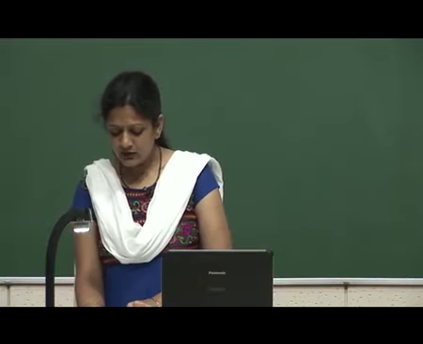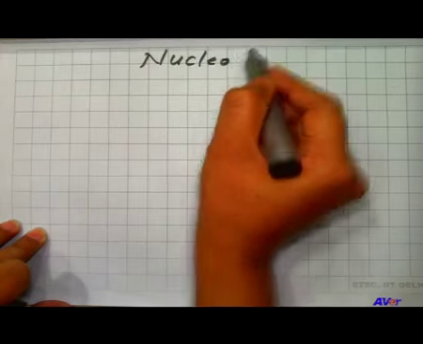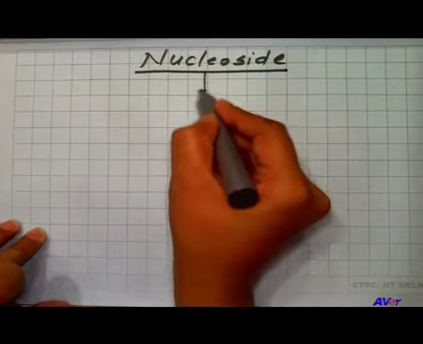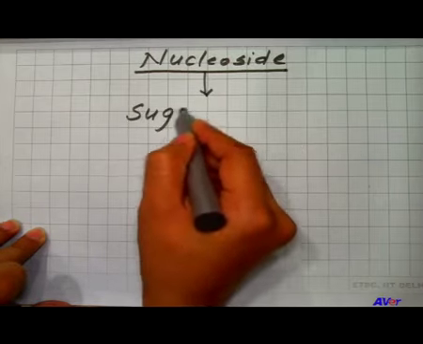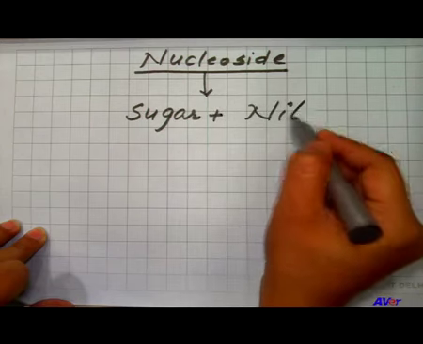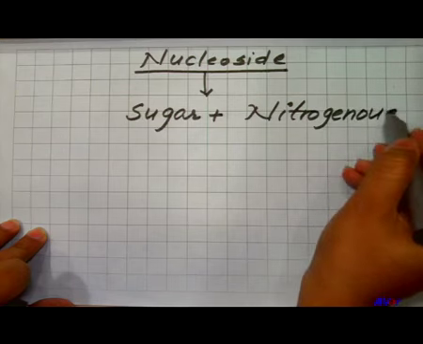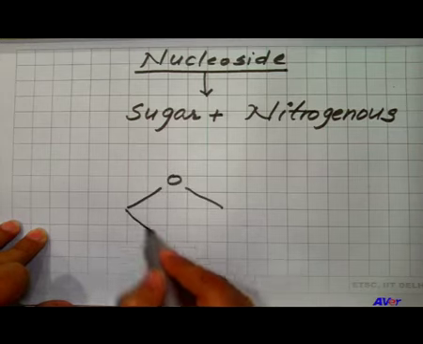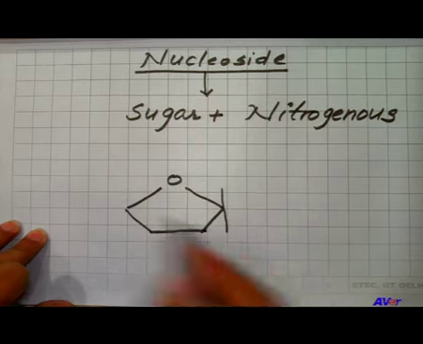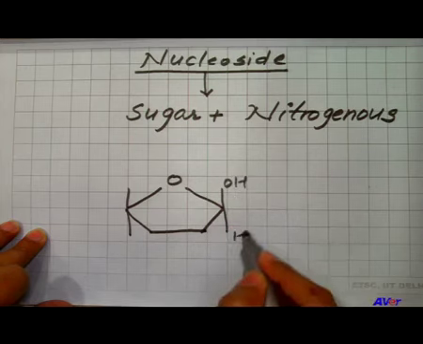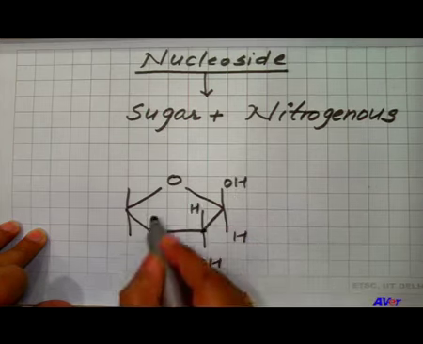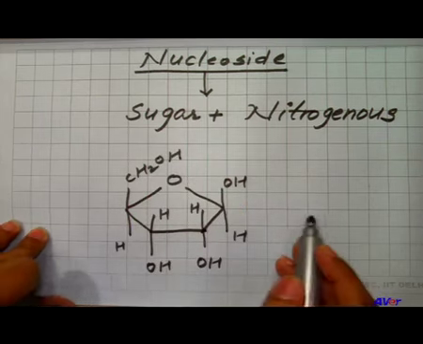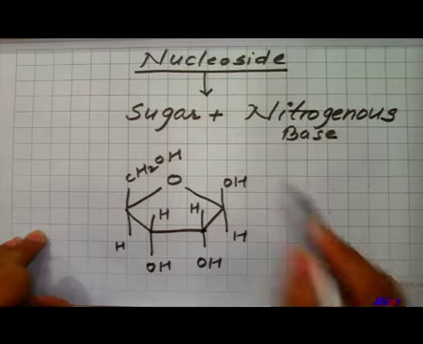Now, let us see how the nucleosides are synthesized inside the cell. As we know, nucleoside is a combination of sugar and nitrogenous bases. Sugar in case of RNA is a ribose sugar, and in my earlier slide, I have explained to you about the sugar. This is the sugar molecule which is a ribose sugar. Now, the question is how this nitrogenous base combines with the sugar to form the nucleoside.